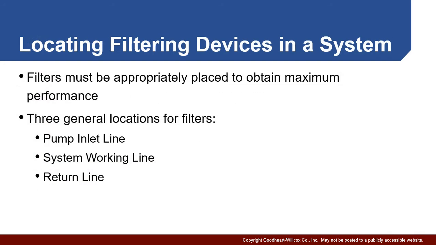Turns out we can locate our filters in usually 3 different locations in our circuit. And it's important to differentiate these because depending upon where they're located, we're going to get different functioning for the filtration portion of their service, but it's also going to affect the overall function of the circuit as well. So those 3 locations are at the pump inlet line, so essentially where the fluid's sucked in, a system working line, or in a return line, essentially going back to the reservoir. So let's look at each of those separately.